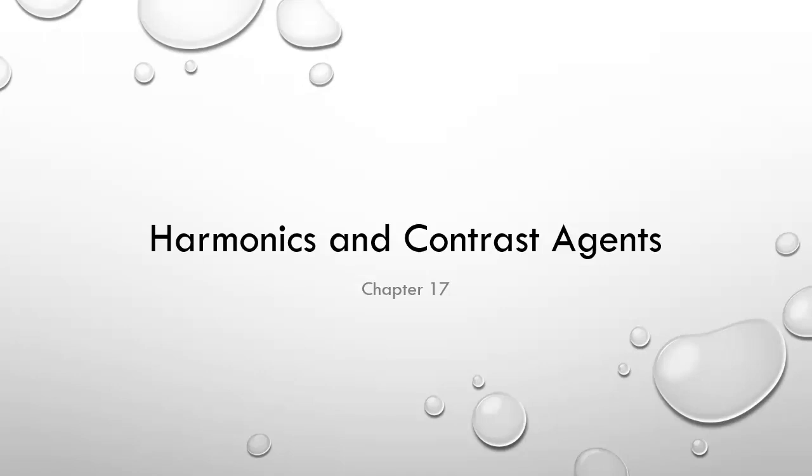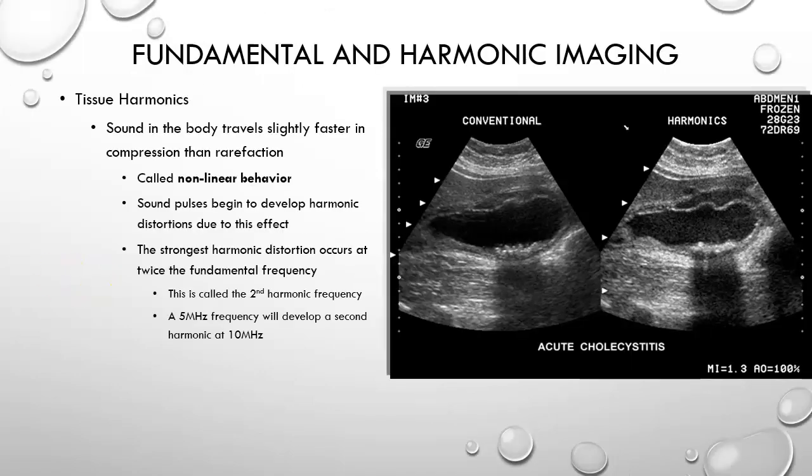So the fundamental and harmonic imaging. What we call fundamental imaging is using the broadband frequencies around the center frequency that we've talked about with the quality factor and the fractional bandwidth, all of that. That's all fundamental imaging. Harmonic imaging is looking at frequencies that develop in the body.